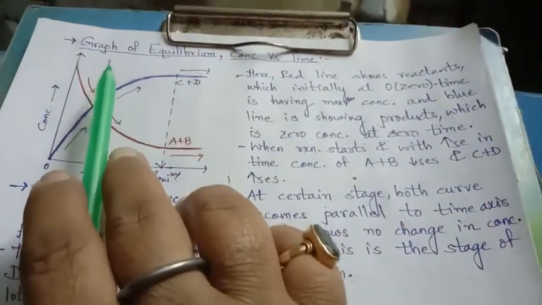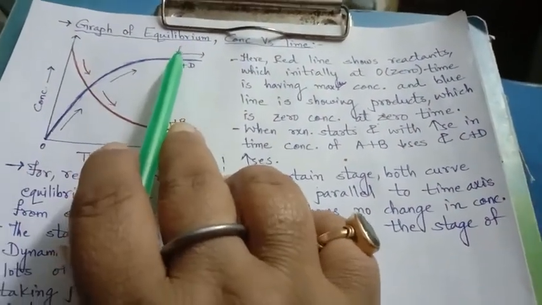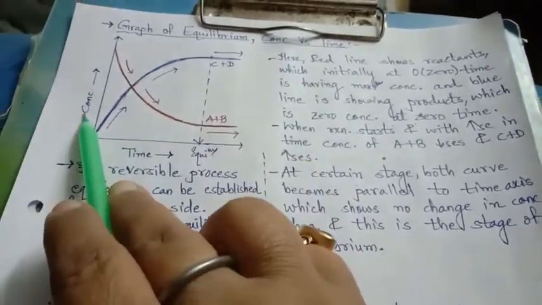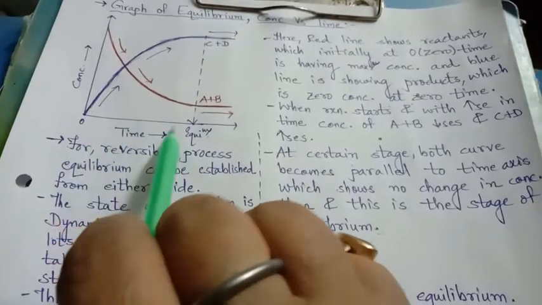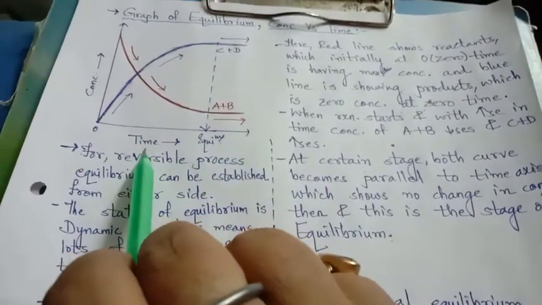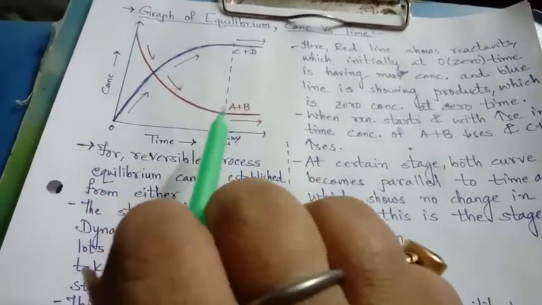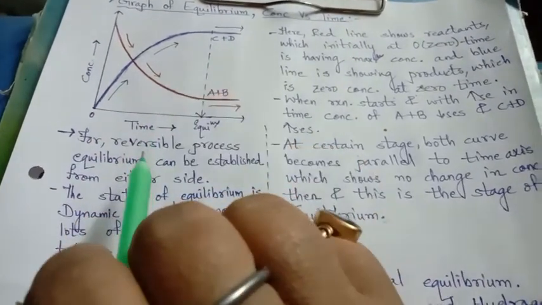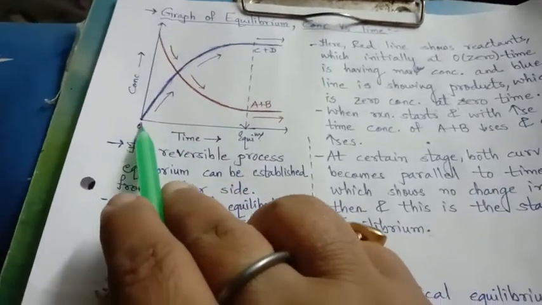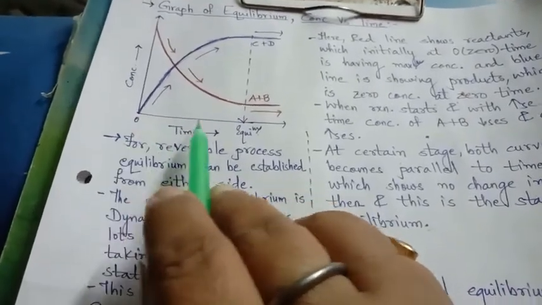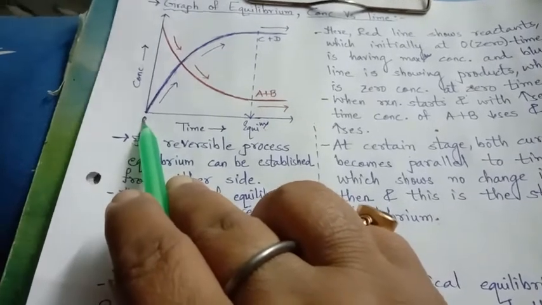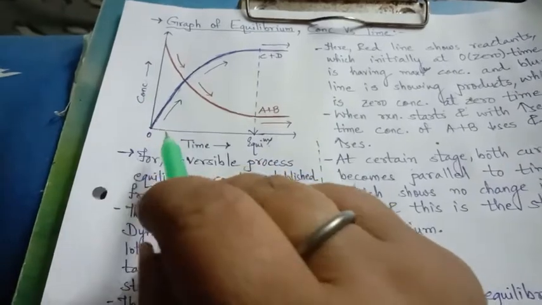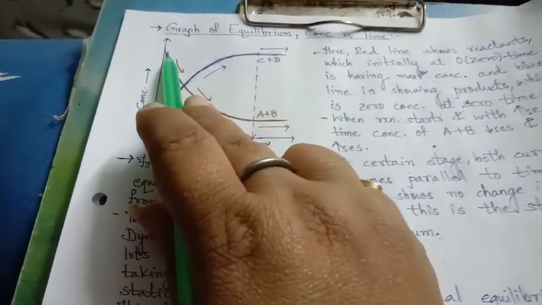Now let us see here the graph of equilibrium, concentration versus time. The y-axis here shows the concentration and the x-axis here shows the time. Here the red line shows the reactants and the blue line shows the products. So at the initial stage, at time 0, that means at the very starting stage, the concentration of the reactant, you can see, is very high.